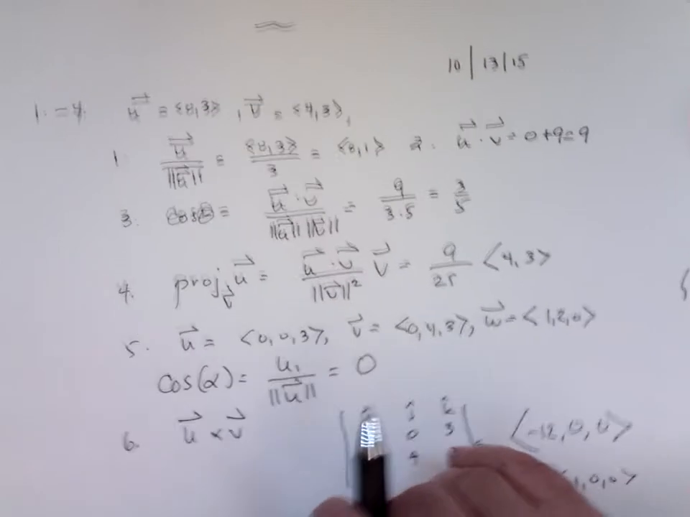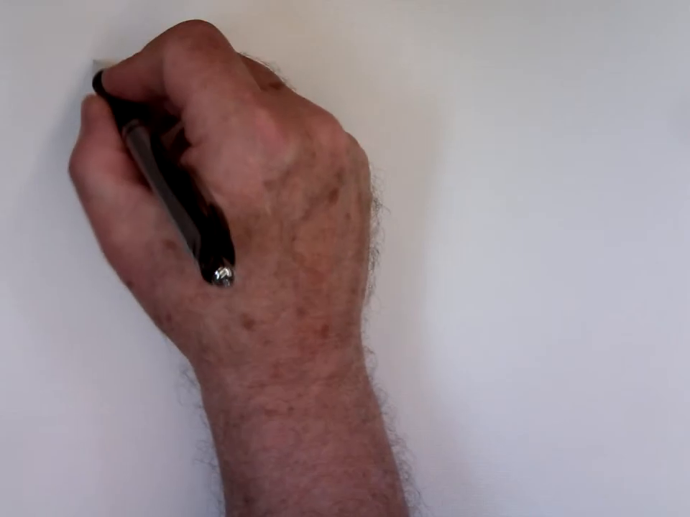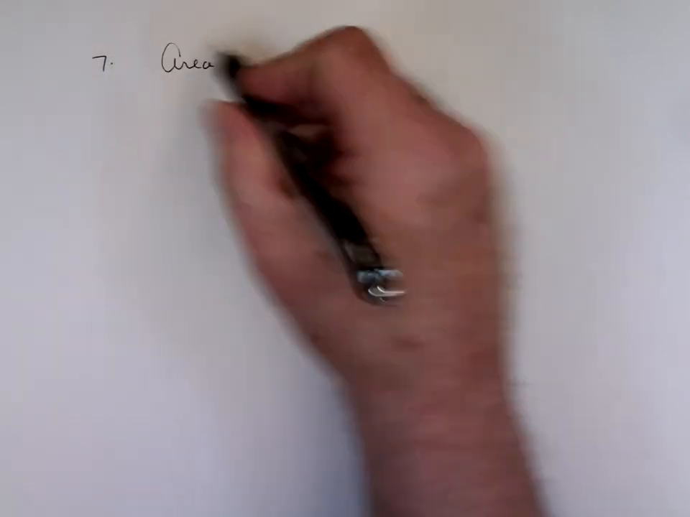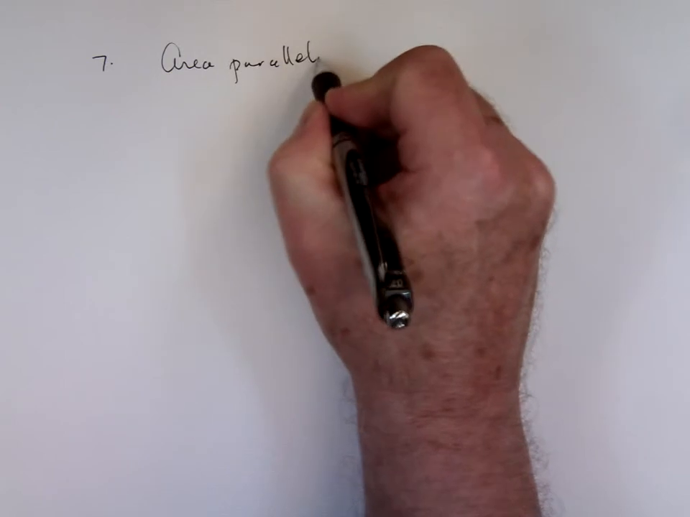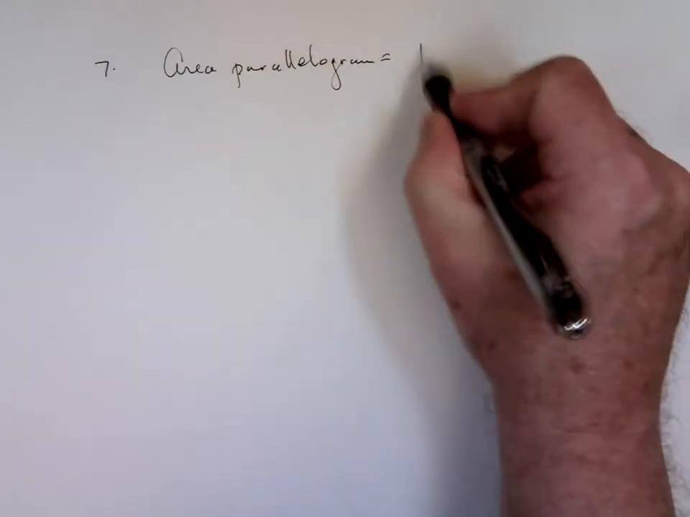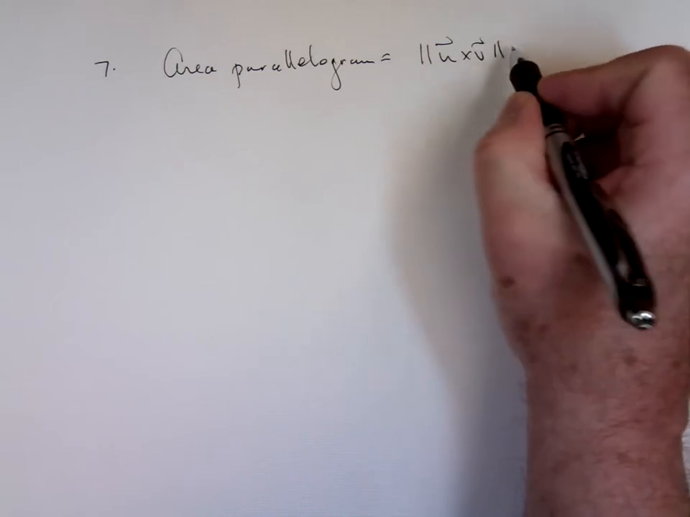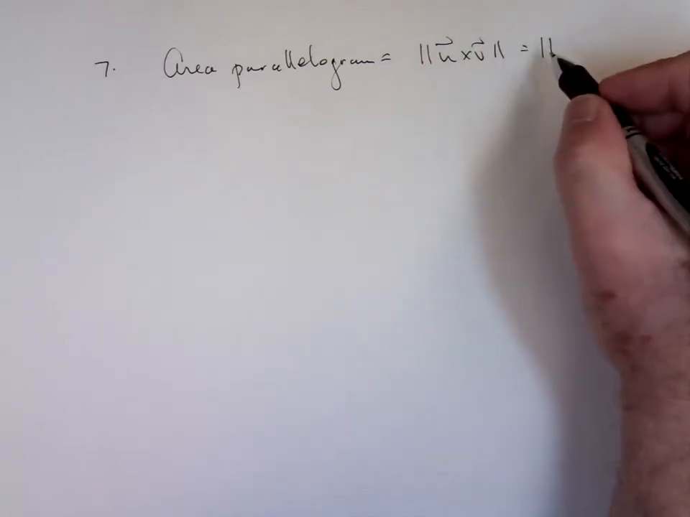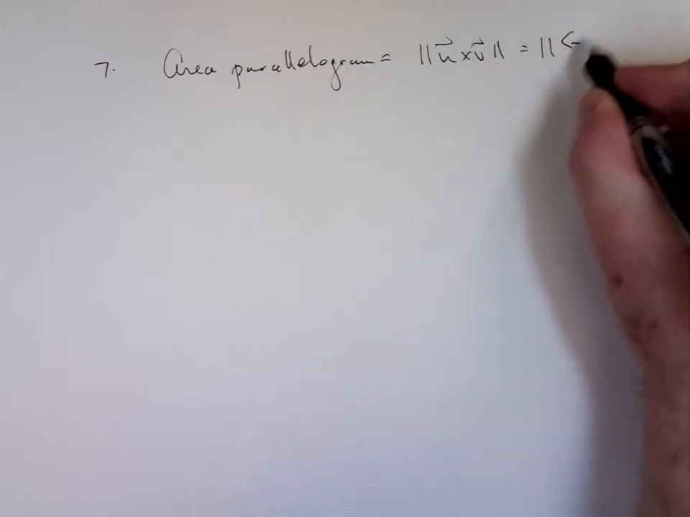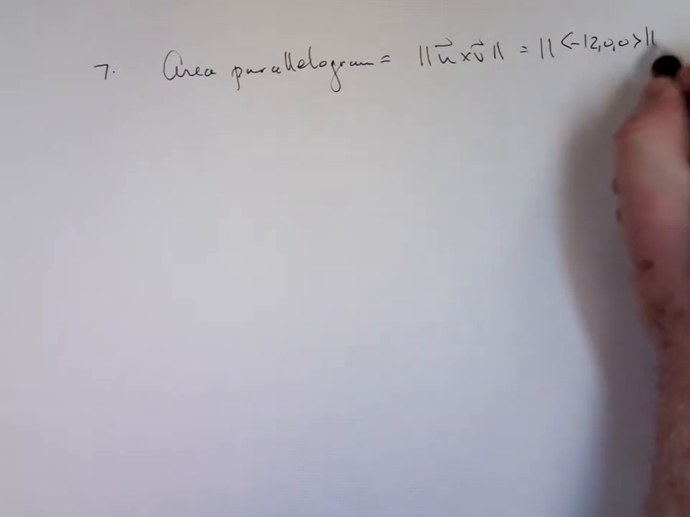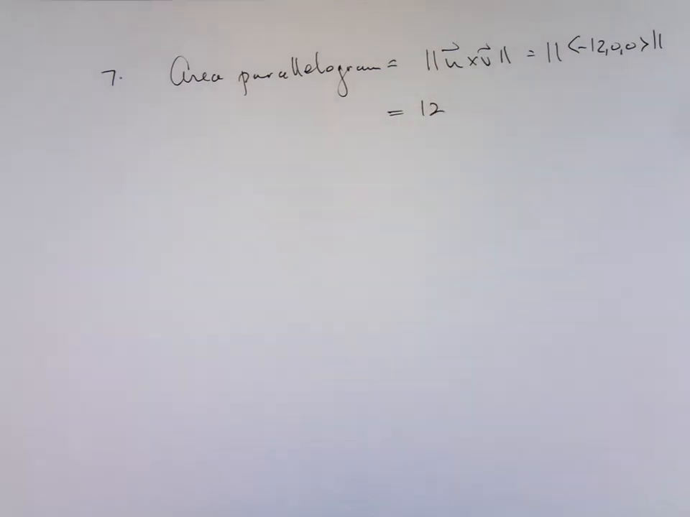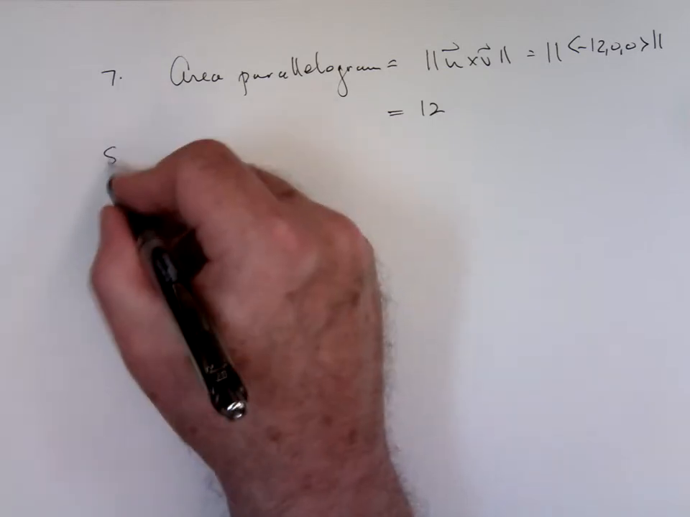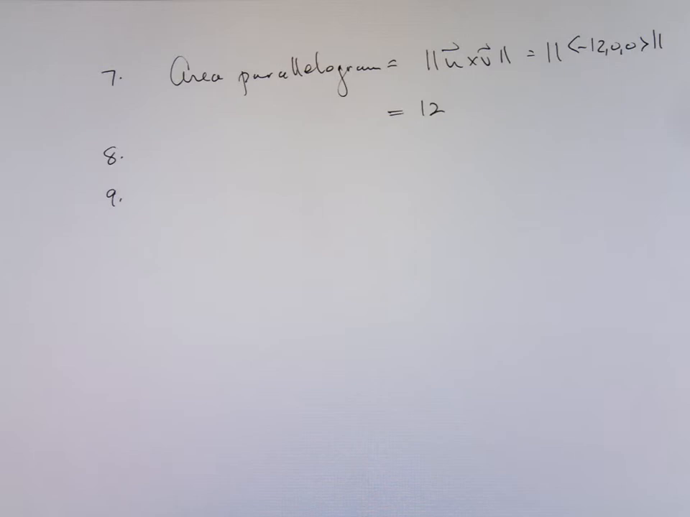Number 7. Area of the parallelogram determined by the vectors. The area of the parallelogram is equal to the magnitude of the cross. Well, we just did the cross. We found that to be a negative 12, 0, 0. The magnitude clearly is 12, okay? So that's 12. The height of the parallelogram, this is where you probably are better off going to number 9 and getting the volume, and then going back to number 8 to find the height.